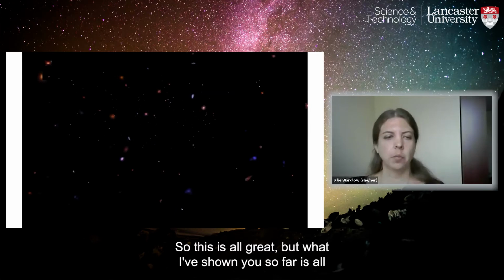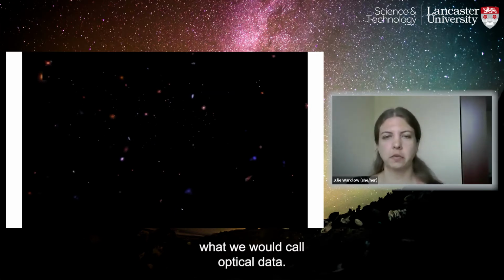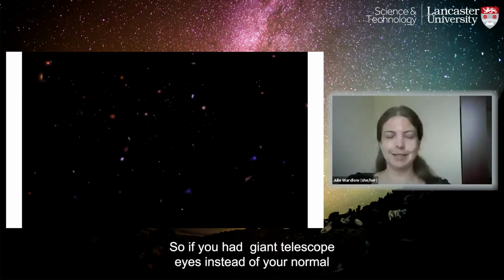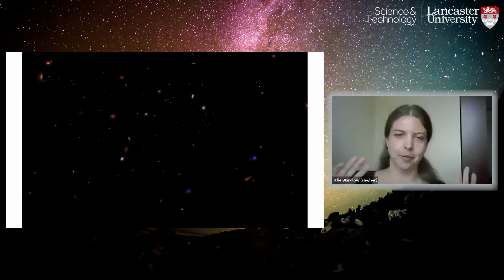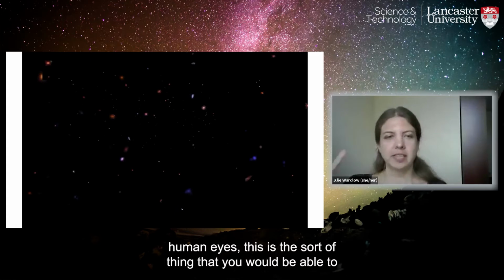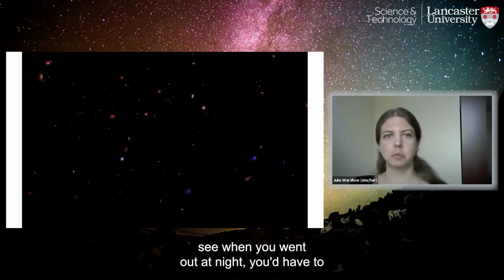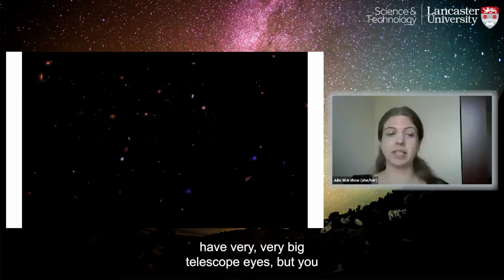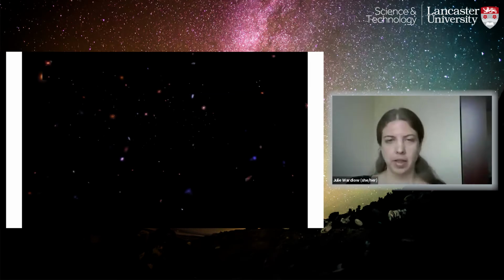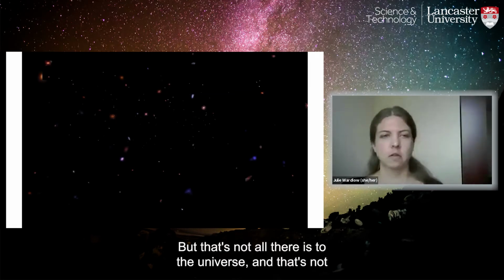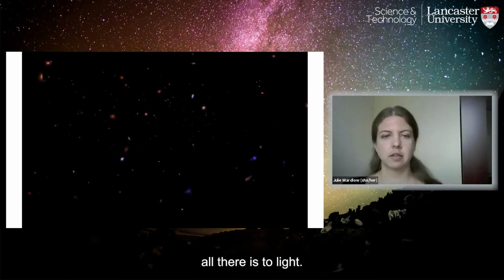So this is all great, but what I've shown you so far is all what we would call optical data. If you had giant telescope eyes instead of your normal human eyes, this is the sort of thing that you would be able to see when you went out at night. You'd have to have very, very big telescope eyes, but you could do it. But that's not all there is to the universe, and that's not all there is to light.